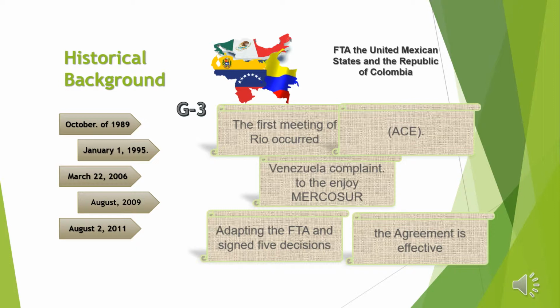In August 2009, after 2 years of negotiation, Colombia and Mexico finalized the work of adapting the FTA and signed 5 decisions, containing a modification protocol referring to market access, the adjustment to the rules of origin, the regional committee of inputs, the additional powers of the Administrative Commission, and the name change of the treaty. This version of the agreement is effective as of August 2, 2011.